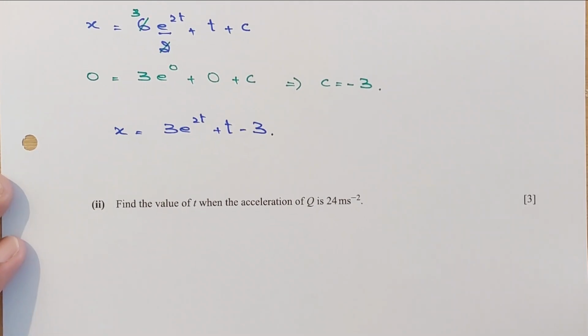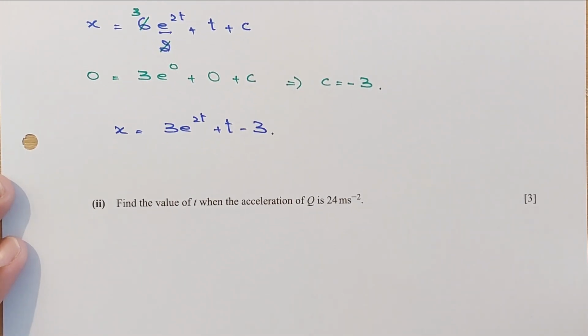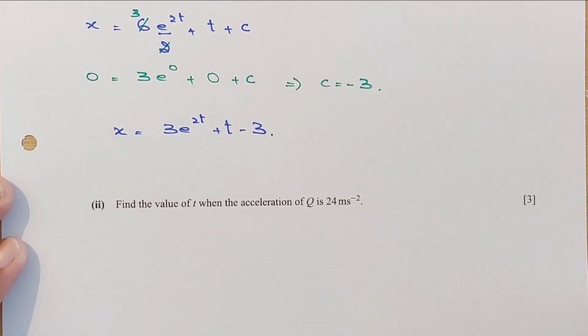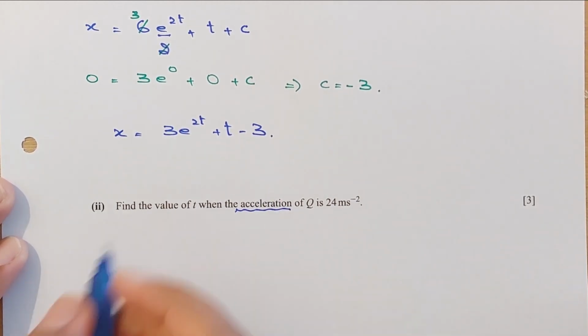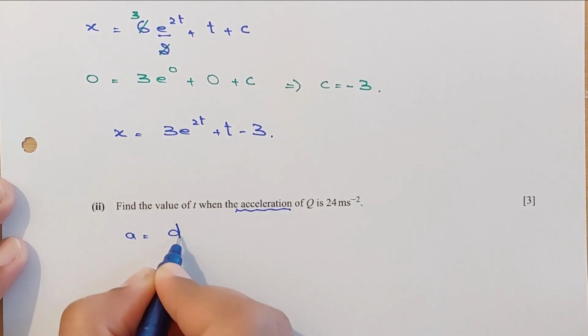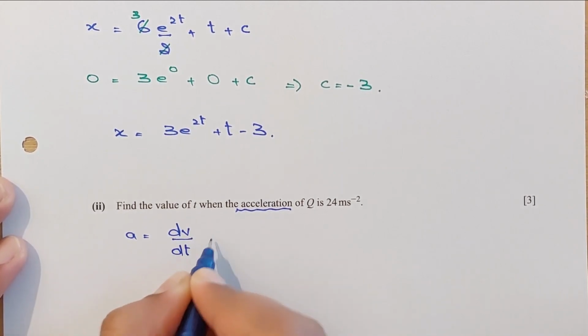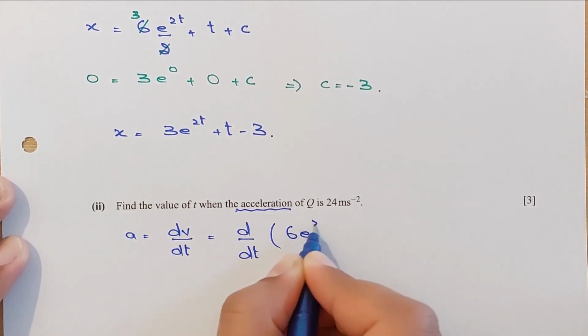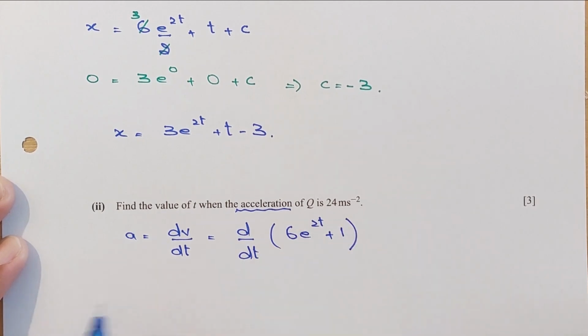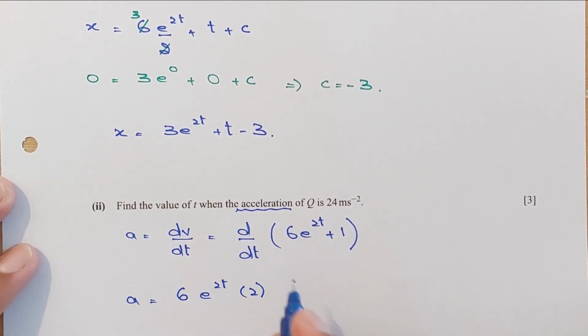Now for the second part, find the value of time when the acceleration of the particle is 24 meters per second squared. First we have to find the acceleration. Acceleration is the derivative of velocity, dv over dt. We are given the velocity, so d by dt of 6 e power 2t plus 1. The derivative of 6 e power 2t is e power 2t times 2, and the derivative of the constant term is just 0. So this is 12 e power 2t.